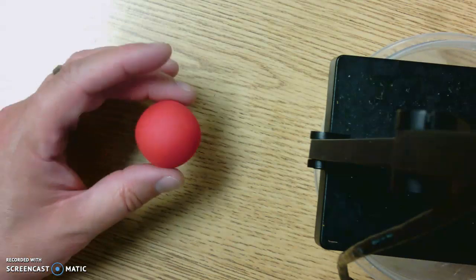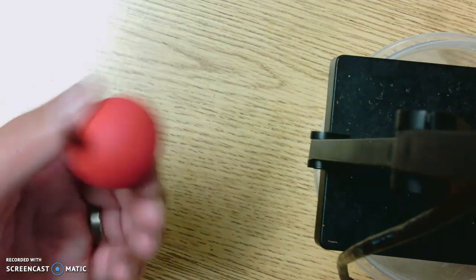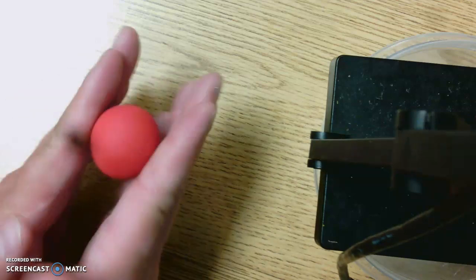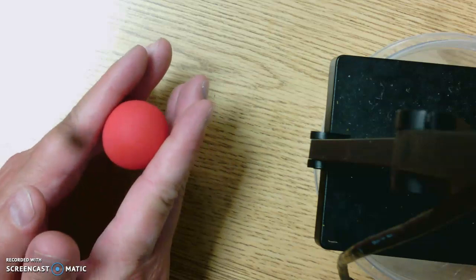What is this? Is this a circle? Well, actually, it's not a circle. It's 3D, so it's a sphere. So I can turn it all the way around. It's like a ball. So it's not flat. It's 3D, not 2D. It has form.